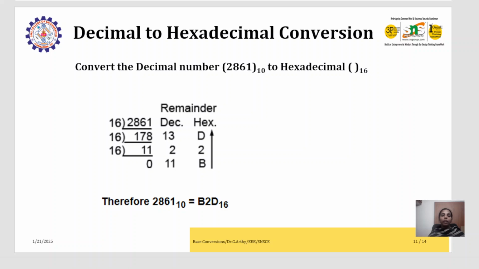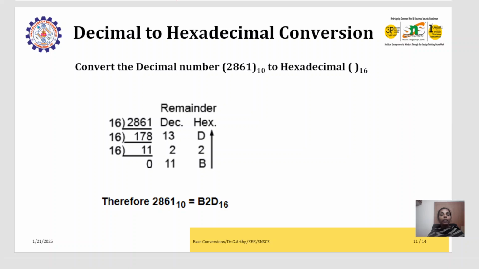Now coming to decimal to hexadecimal. As I said, for decimal to hexadecimal we divide by 16 and get the remainders. Hexadecimal means 16 values, so altogether 0 to 15. If you see here, the remainders are 11, 2 and 13. We can't write this 11 and 13 as such, so we need the hexadecimal equivalent.